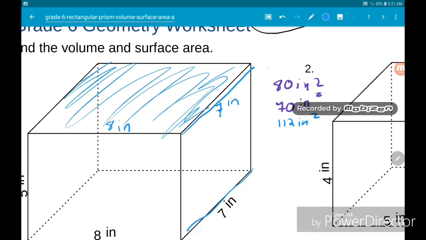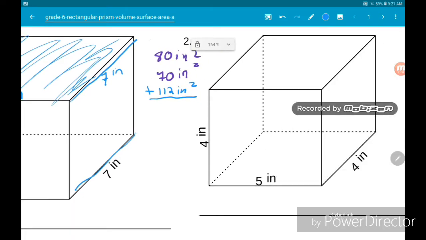Notice that the actual operation is simple, but you have to do it 3 times. And then we're going to add all these up: the area of the top, the bottom, the side, the front, and the back. So it's 112 plus 70 plus 80 comes out to 262. Every area is in squared units, so this is also inches squared. Area is 2-dimensional. Volume is 3-dimensional.